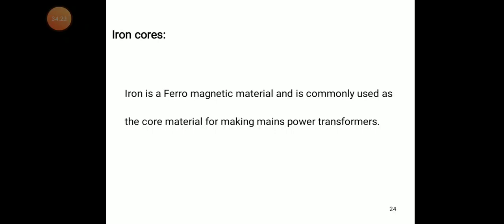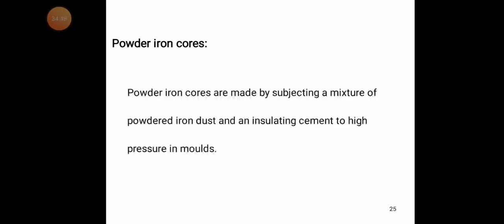So iron core is nothing but iron, a ferromagnetic material that we are using, and this is commonly used as the core material for making the mains power supplies of the transformer. Mains power transformers are for power supply, we can use this one. In the power transformers we are using the iron core type materials.